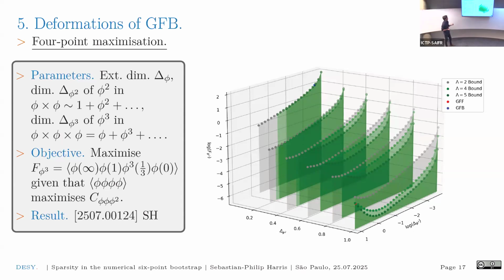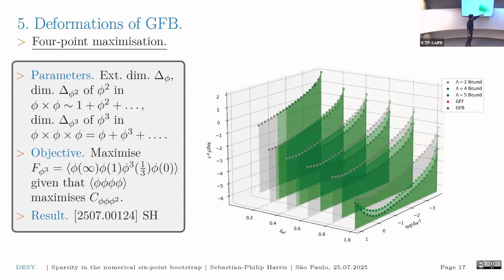And you can ask the question, okay, for a given Δφ and Δφ², assume that we know that this 4-point function is the one that we found using this 3-point maximization. Under this assumption, what is the maximal value that we can find for the 4-point function φ³ φ⁵ (φ³ φ³), evaluated at 1/3 here? And you can plug it into a 6-point bootstrap that I've described, and you find some bound.